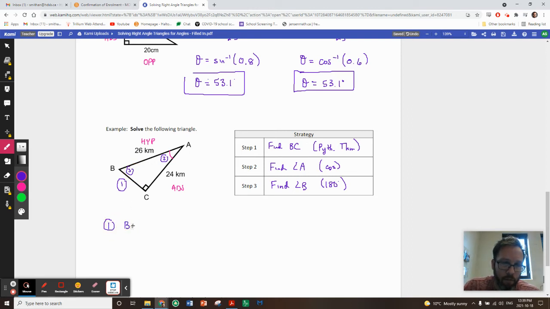So for side BC, BC squared using the Pythagorean theorem. Because we are looking for a leg, we'll be doing the hypotenuse squared minus the other leg squared. I'll show a bit of work here. 26 squared minus 24 squared, I think, is 25. Nope, it's 100. I knew it would be a perfect square, though. And so, square rooting both sides, you get BC is exactly 10 kilometers. That's nice.